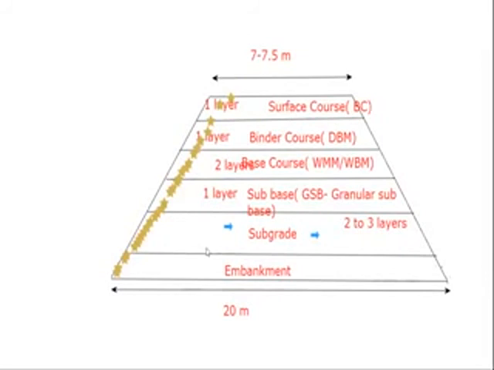Then some amount of gravel is required, and coarse sand. Nowadays M sand is being used. Coarse M sand will be used as the coarse sand.